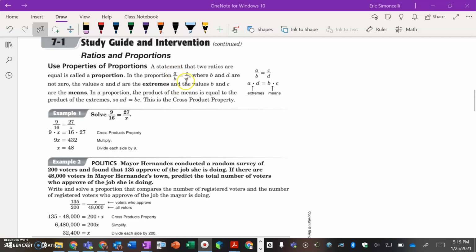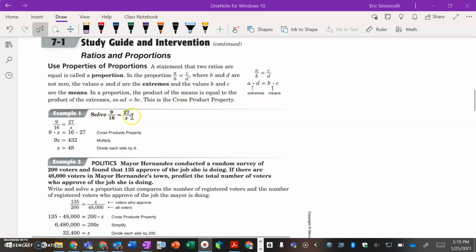So we have extremes and we have means, and they actually express that quite nicely here as well as a product, right? A times D will cross multiply as the extremes, and B times C, again, there being the means. So means versus extremes. In a proportion, the product of the means is equal to the product of the extremes. So yes, AD should equal BC. And yes, I've also referred to this as the cross product property. And likely this is also something you've seen in Algebra 1.